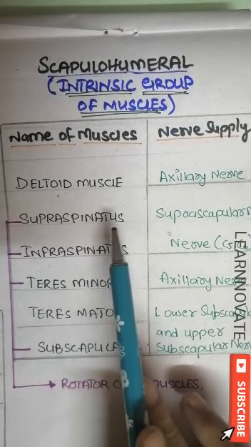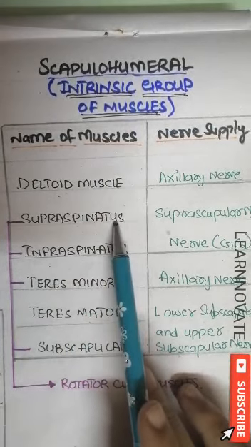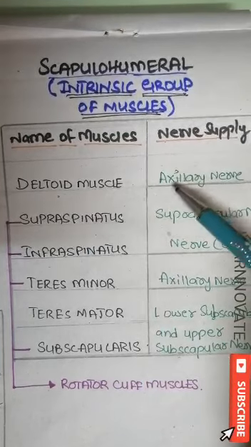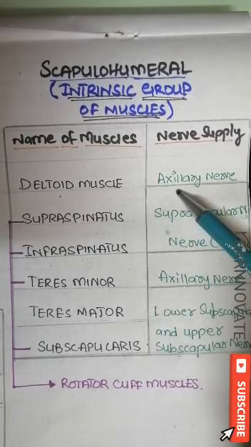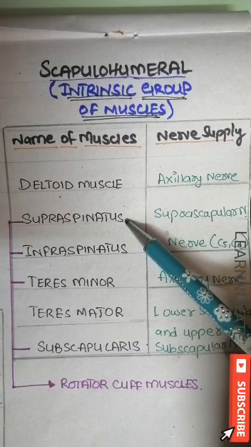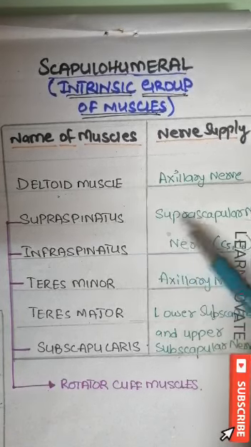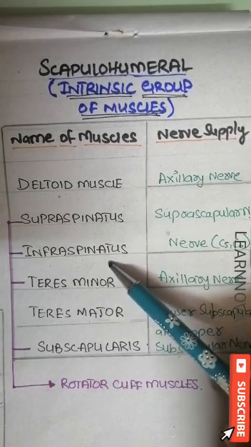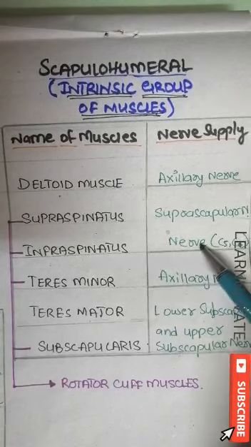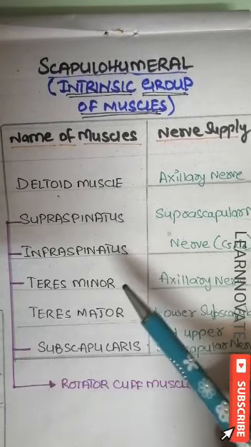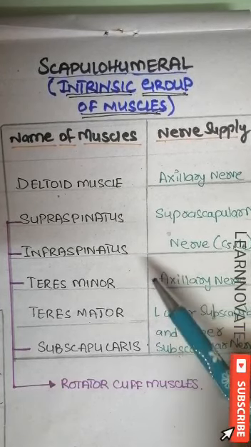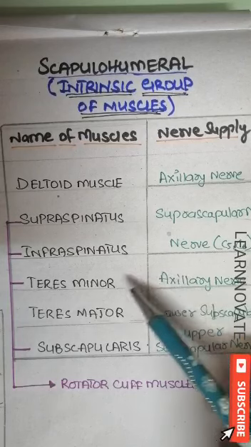The deltoid muscle is a major muscle forming the contour of the shoulder. This muscle is supplied by the axillary nerve. The axillary nerve has a major function in our body and supplies most of the muscles of the upper limb. The supraspinatus is present superior to the spine of the scapula and is supplied by the suprascapular nerve. The infraspinatus is inferior to the spine of the scapula and is supplied by the suprascapular nerve, the same nerve supplying the supraspinatus. The teres minor is supplied by the axillary nerve that supplies the deltoid muscle. So it's very easy to remember the nerve supply of these four muscles.